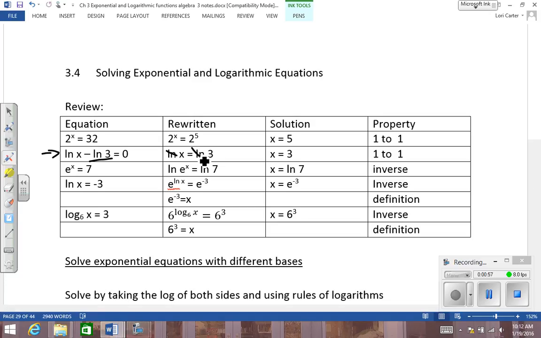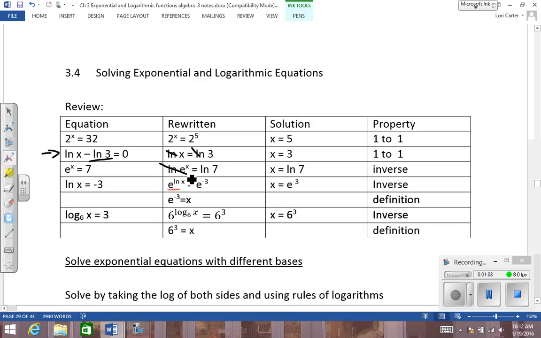Okay, e^x = 7. How do you get rid of e's? What's the inverse of an e? Natural log. So you take the natural log on both sides. This becomes 1 because it's your inverse. And then if you actually have to find the answer, you do the natural log of 7 on the calculator, right? Everybody good? Okay, next one.